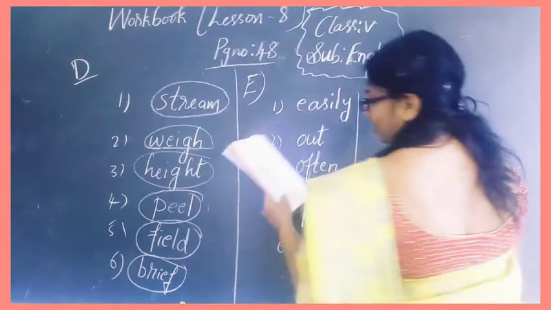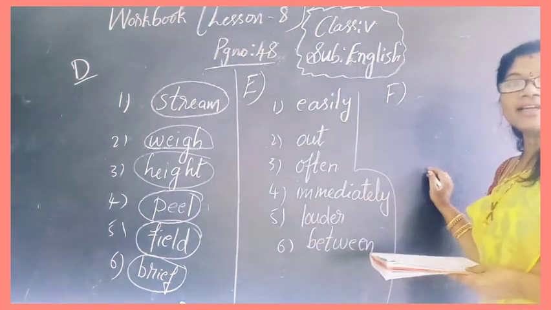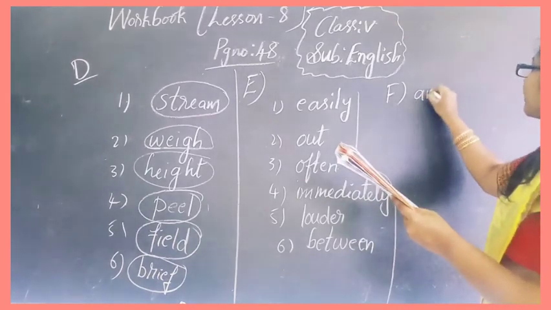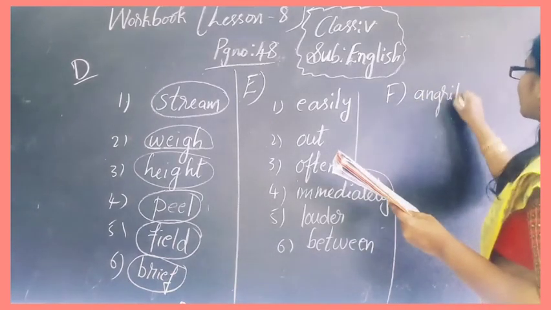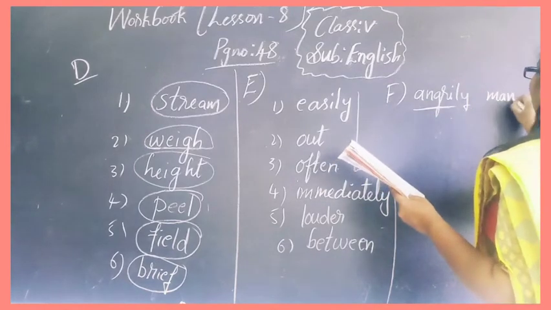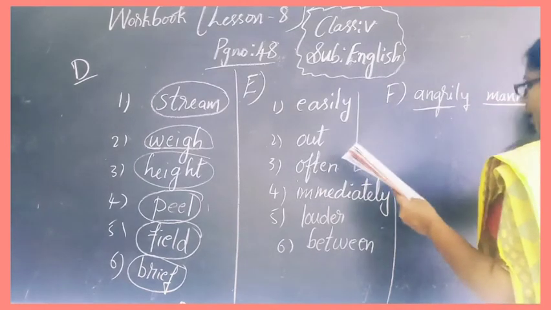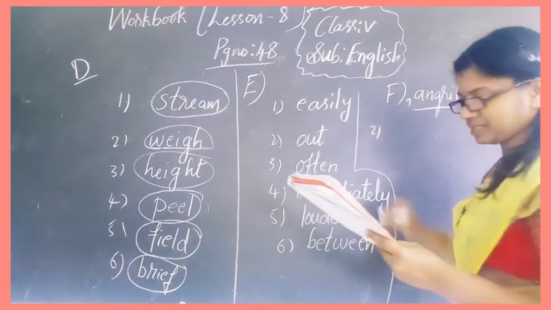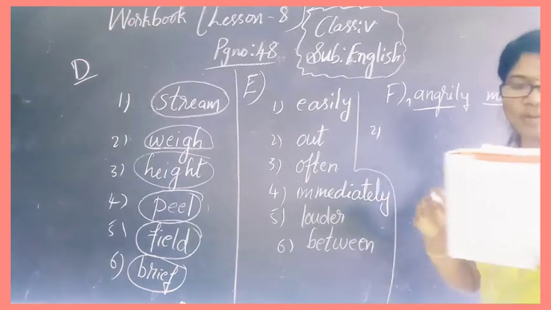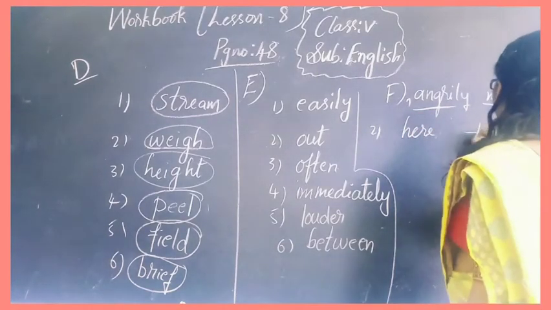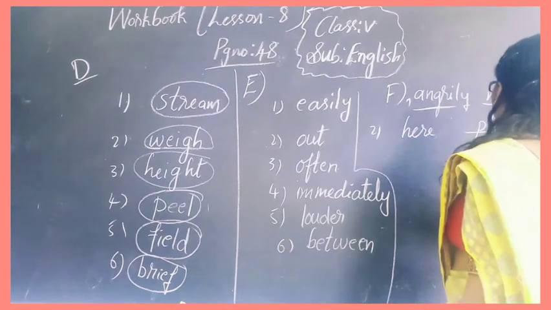Now let's underline the adverbs. First, Deepak shouted angrily at the boys. First one is angrily, underline angrily. What kind of adverb? How he shouted? Manner. So adverb of manner. Just write manner. Now let's go with the second one. You must stop here. Here is an adverb of place. It's telling about the place.